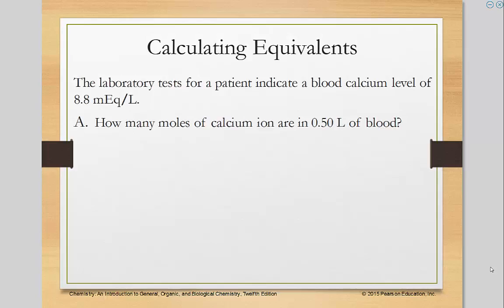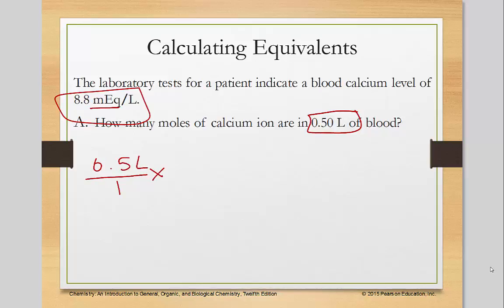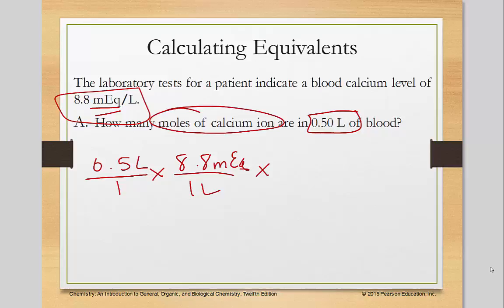The laboratory tests for a patient include a blood calcium level of 8.8 milliequivalents per liter. If we are starting off with a half a liter of blood, we can convert this over to milliequivalents by 1 liter is 8.8 milliequivalents. However, when we look at moles of it, we have to get into regular equivalents, not milliequivalents. So for every 1,000 milliequivalents, there's 1 equivalent. Now, it's asking for moles.